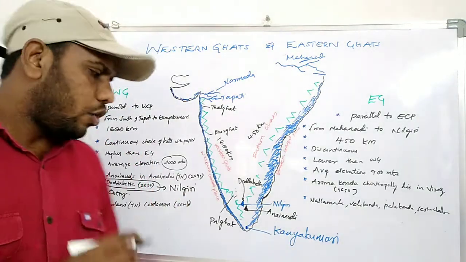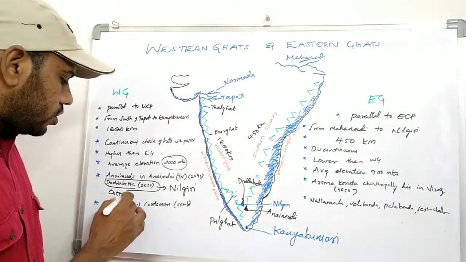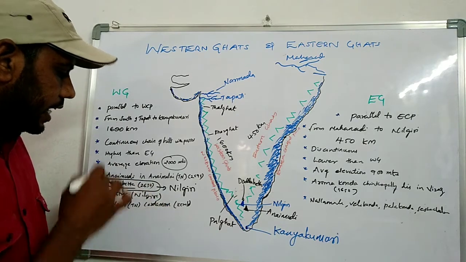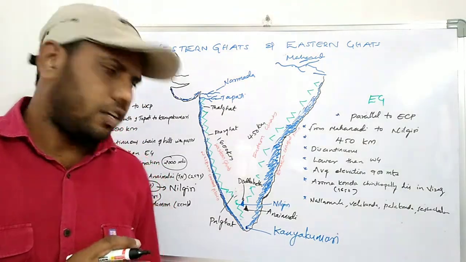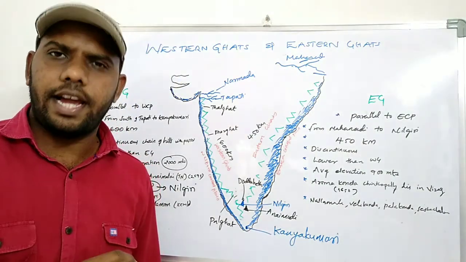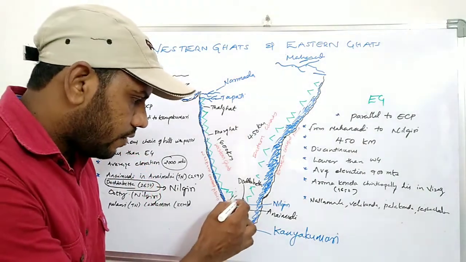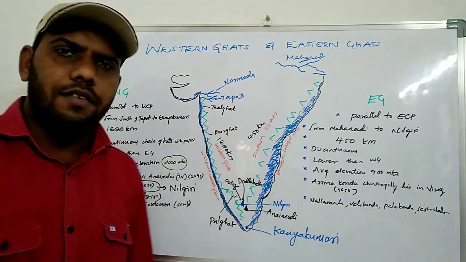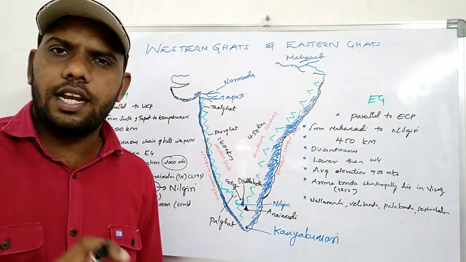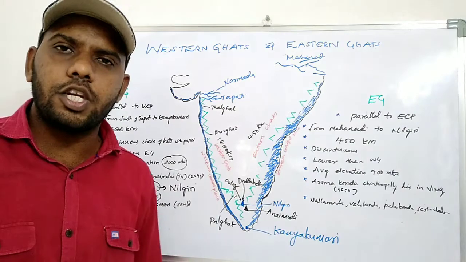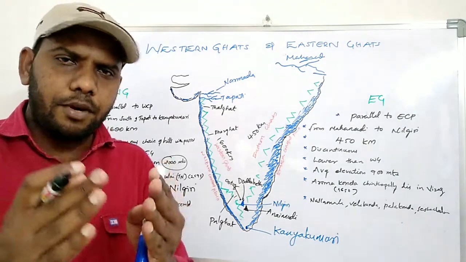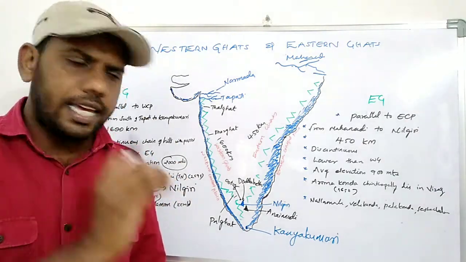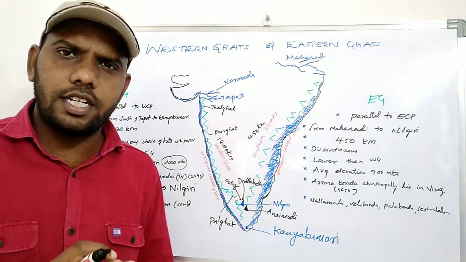Udagamandalam, Ooty, is also located in the Nilgiris. Remember, Ooty is in the Nilgiris, at around 2000 meters height. So there we can find Ooty also. Got it, children? When we study the map pointing, we will gather all this information very accurately. Now I am just giving the approximate position of these areas to help you understand. Got it, children? Yes. Okay.